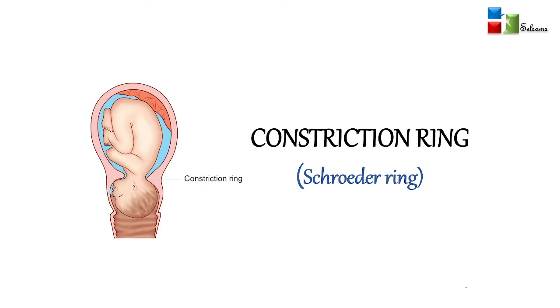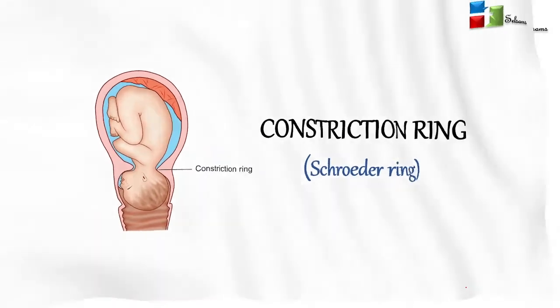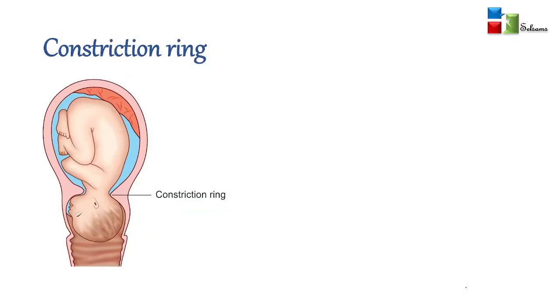In this video, let me talk about the constriction ring, which is also called a Shridhar ring. Before getting into details, let me explain: we know there are three layers in the uterus. The perimetrium is the outer layer, the myometrium is the middle layer with the muscle fibers, which acts so much during contraction, the labor pain. And the innermost layer is the endometrium.